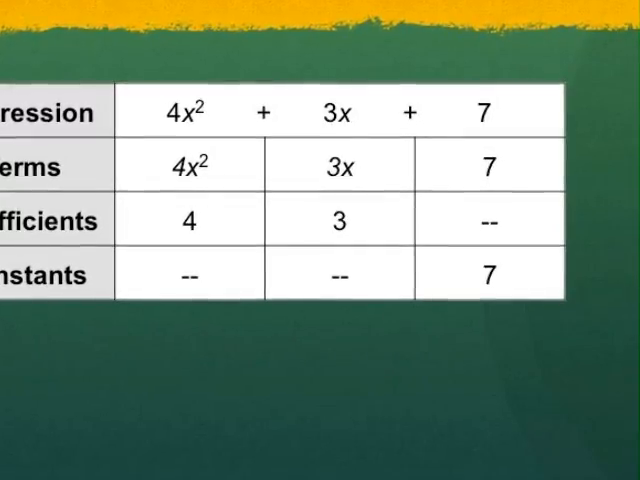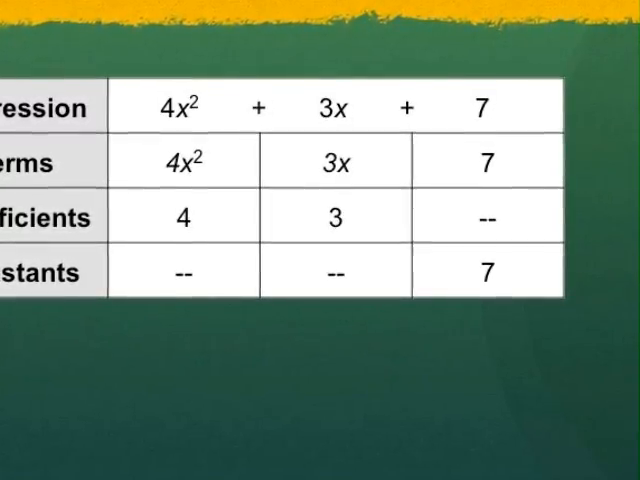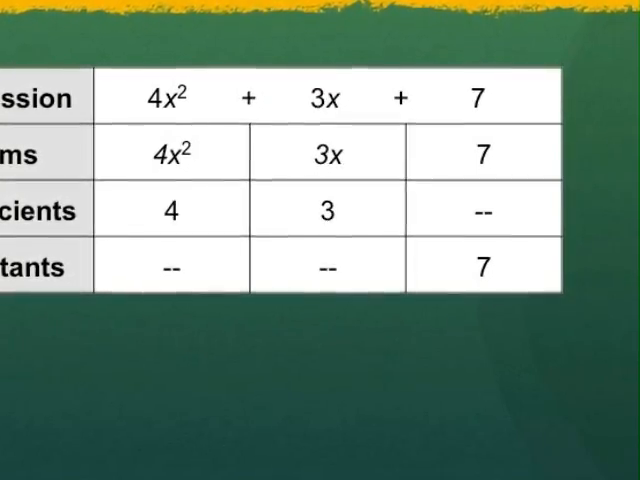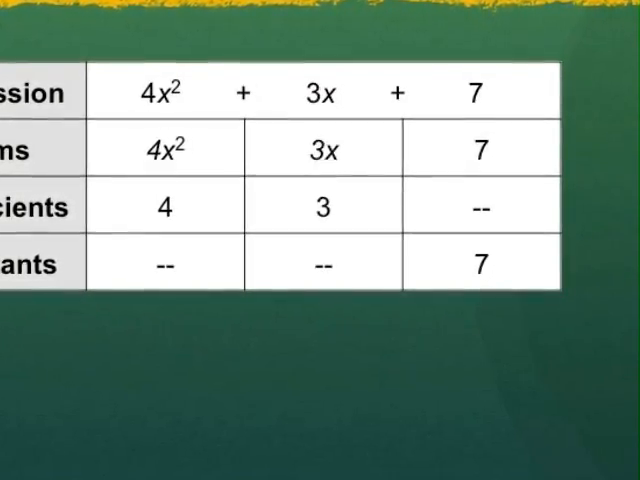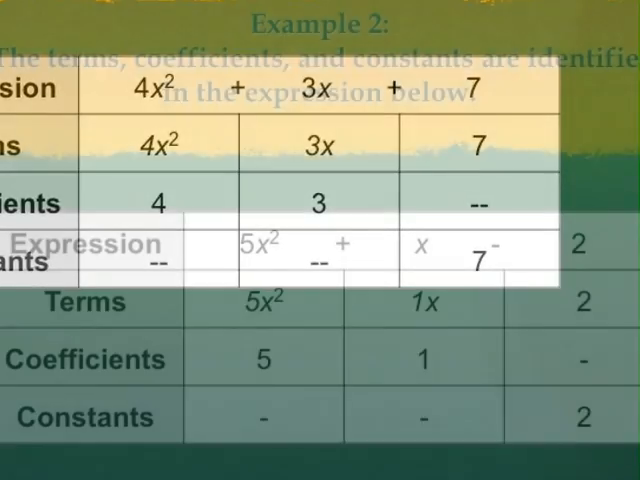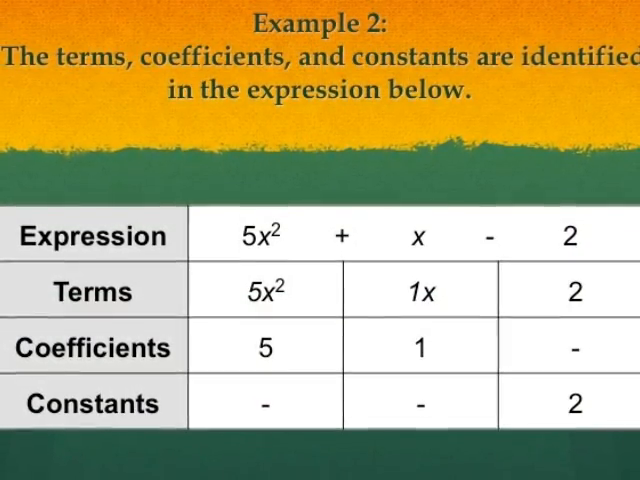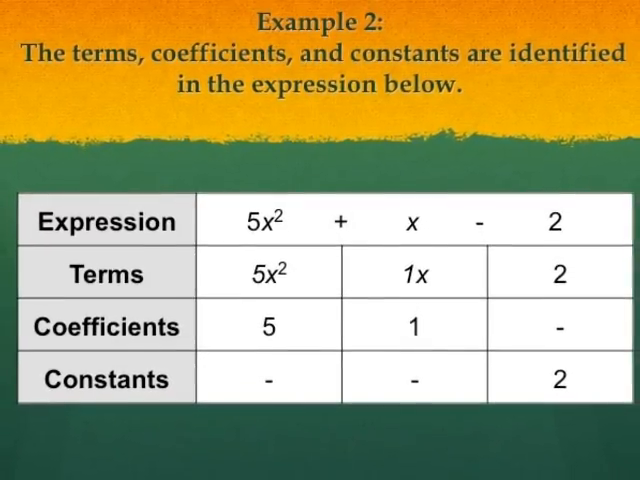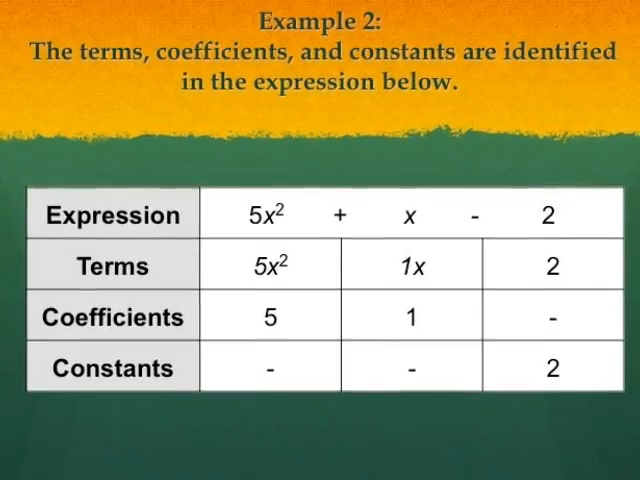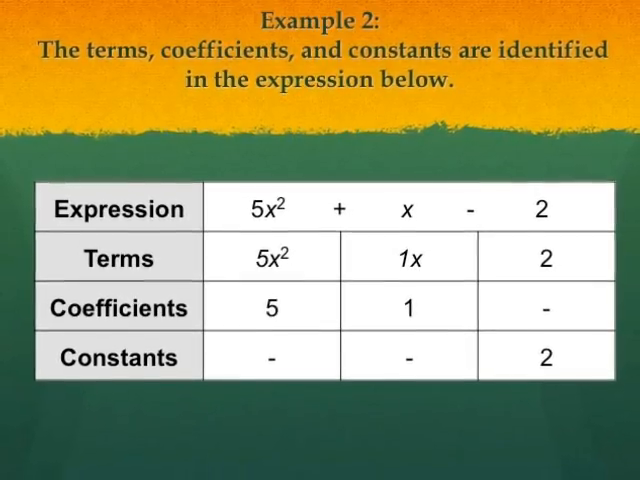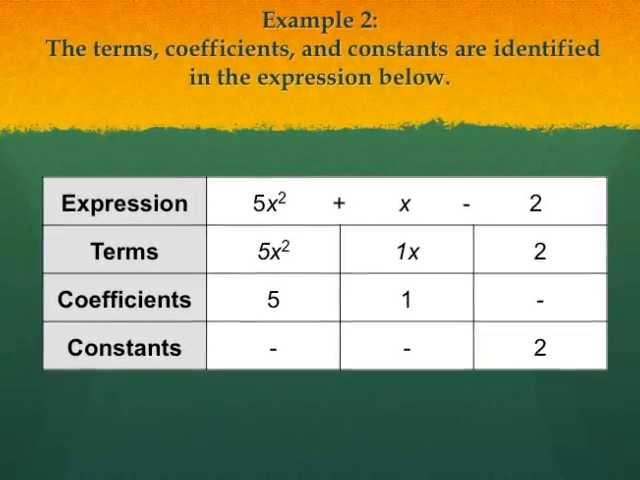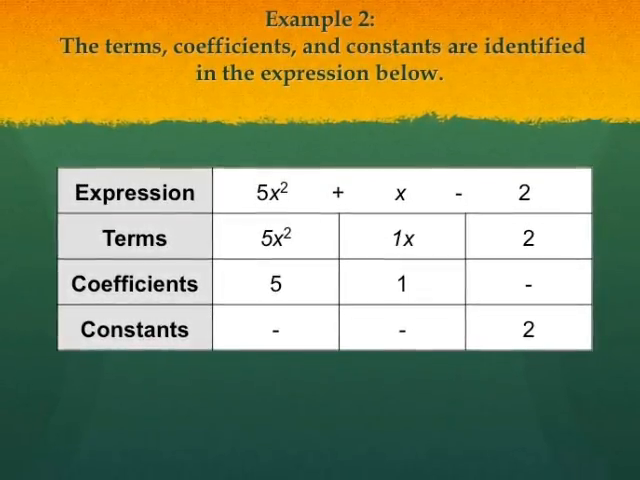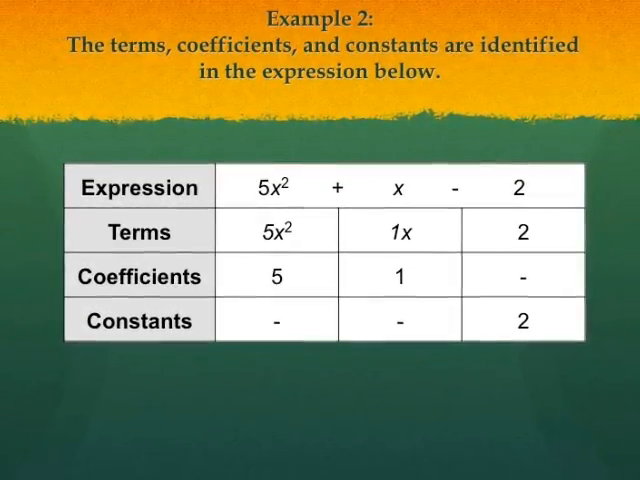The coefficients are 4 and 3. Remember, constants do not change. So 7 is our constant because it is not multiplied by any variables. Here's example 2. The expression is 5x squared plus 1x minus 2. The terms here are 5x squared, plus 1x, minus 2. The coefficients are 5 and 1. The constant is 2.